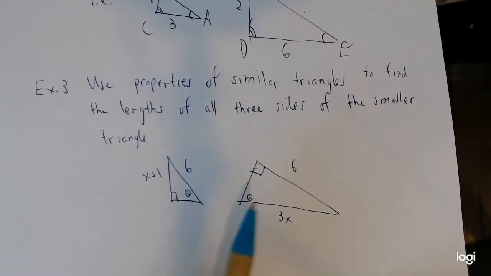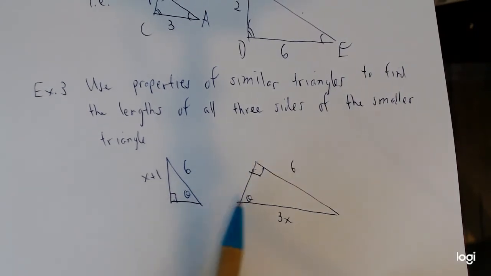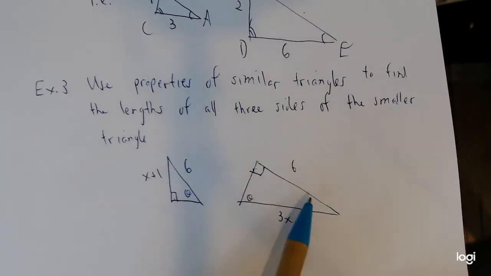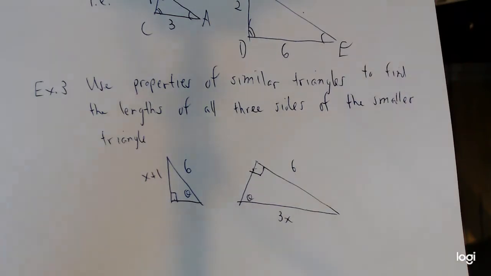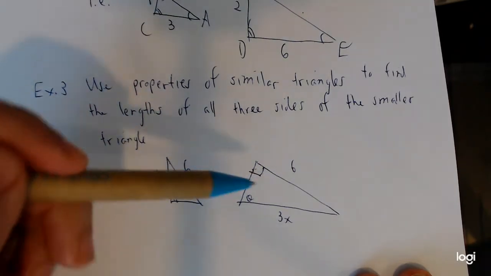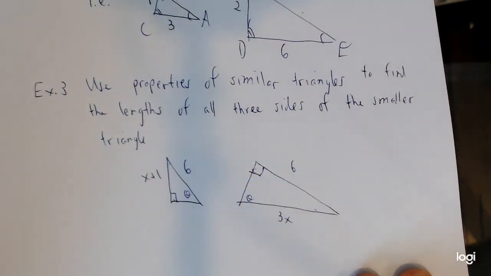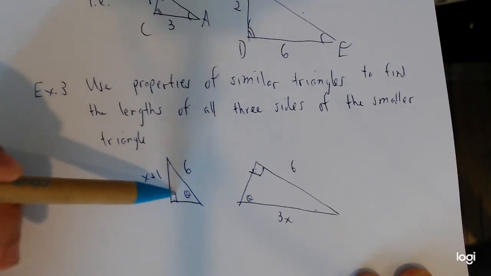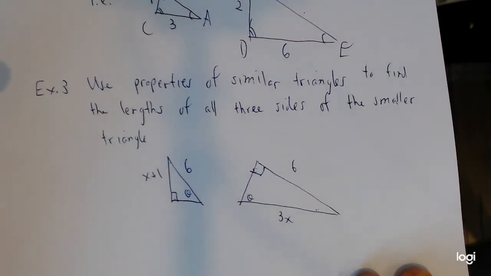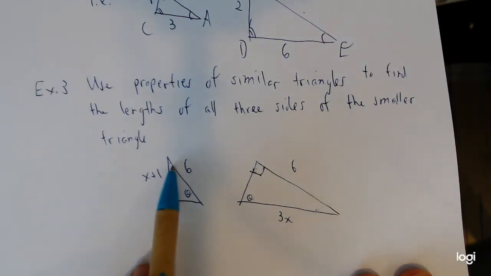So guess what? If two of the angles, or two corresponding angles of a triangle are congruent, or they're equal, then the third one is guaranteed to be equal also. How come? Because these angles add up to 180, right? This plus this adds up to 180. This plus this adds up to 180. So if these two are the same, then these two also must be the same.